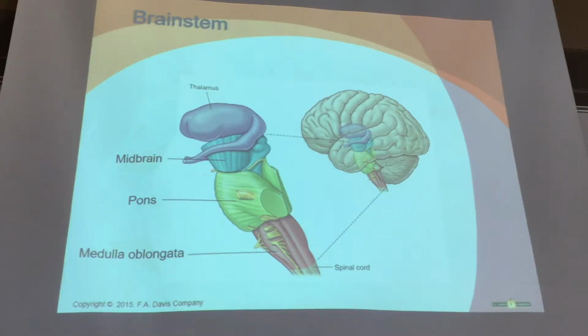So also in the medulla are your reflexes for coughing, for sneezing, for swallowing, and vomiting. Those are all reflexes, right? They just kind of happen, right? So this is another location where some major cranial nerves originate.